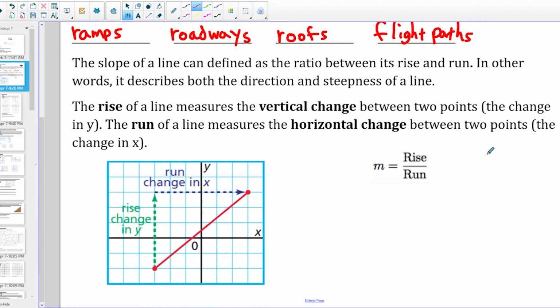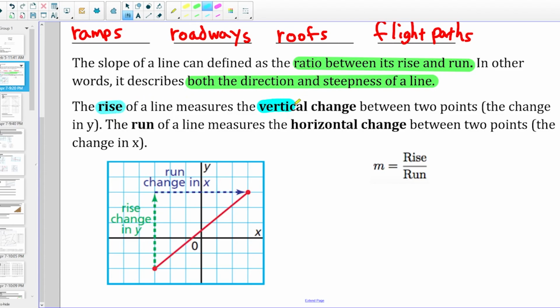So when we think about slope, we often think about how steep something is, and that's absolutely correct. But in mathematics, we typically define slope as the ratio between its rise and run. So in other words, we are trying to describe both the direction and the steepness of a line.